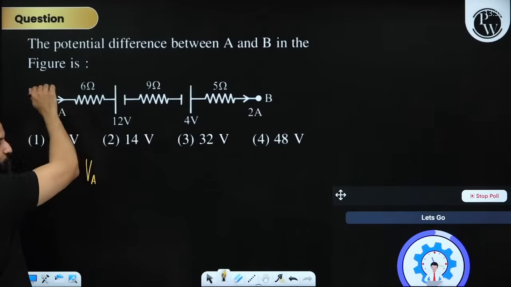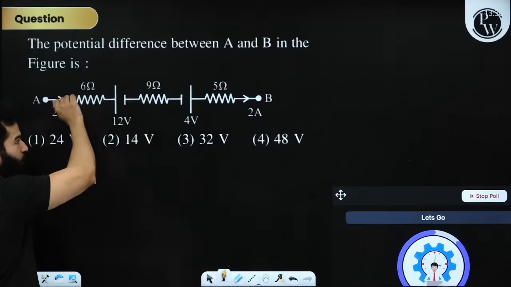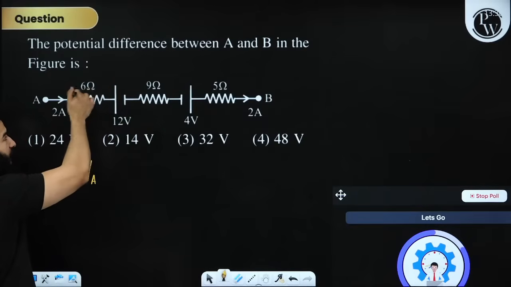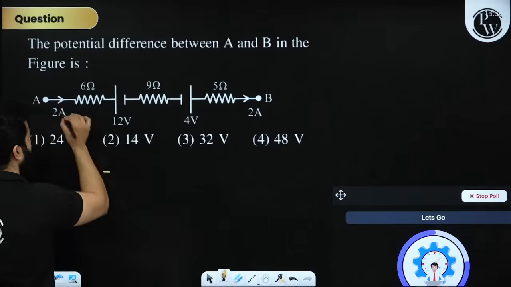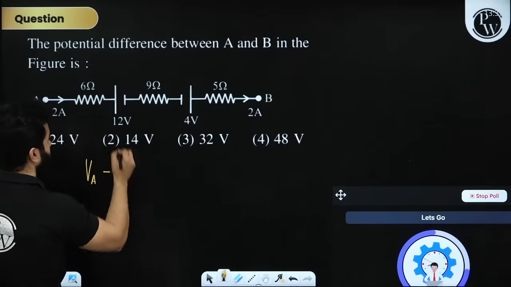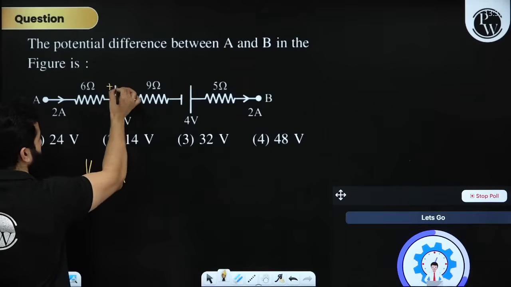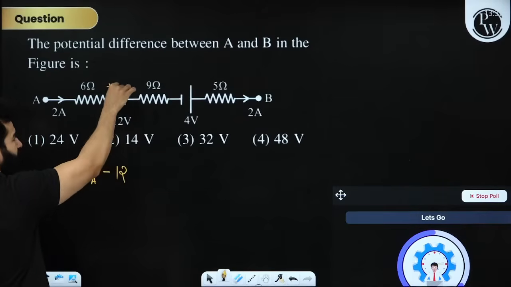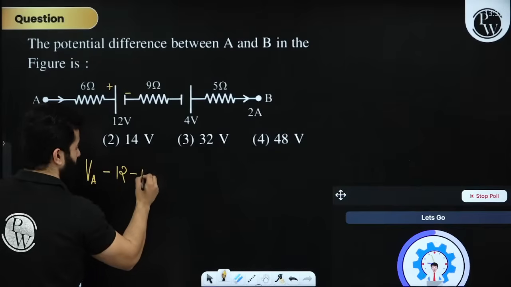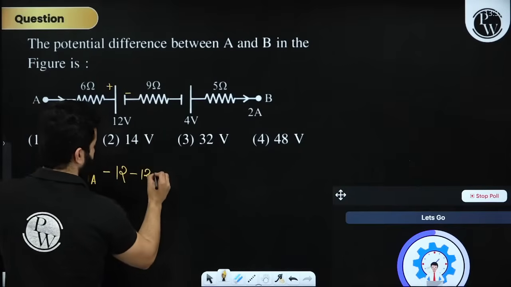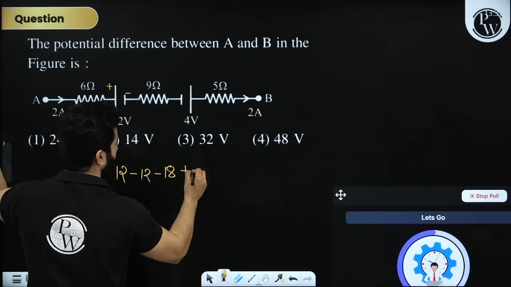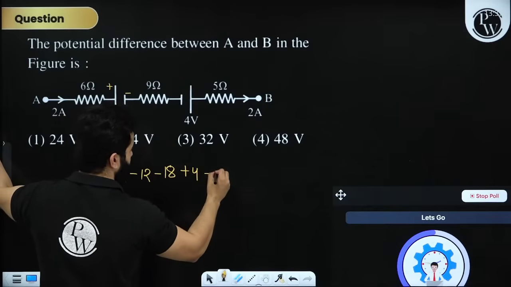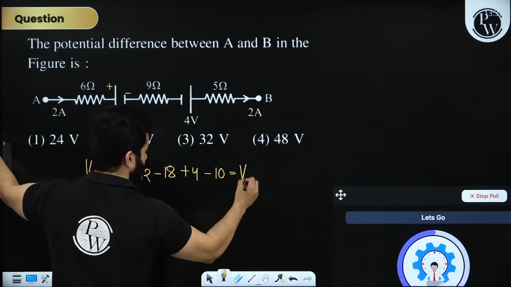VA, whenever you are moving across a resistor in the direction of current, simply write the potential drop as negative. So 2 into 6 minus 12, then from plus to minus, right? Taking an exit from the negative sign, so again minus. Then again minus 2 times 9 is minus 18. Then plus 4. And then minus 10 equals VB.